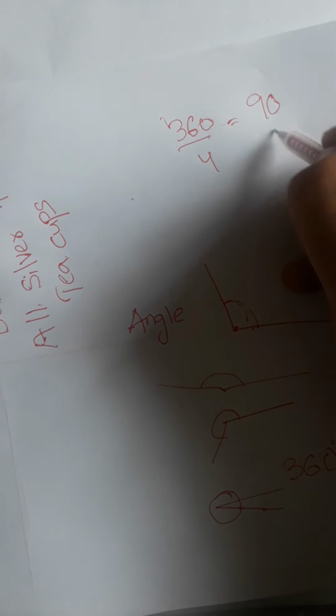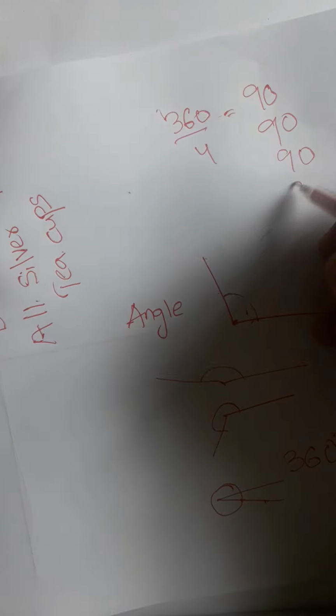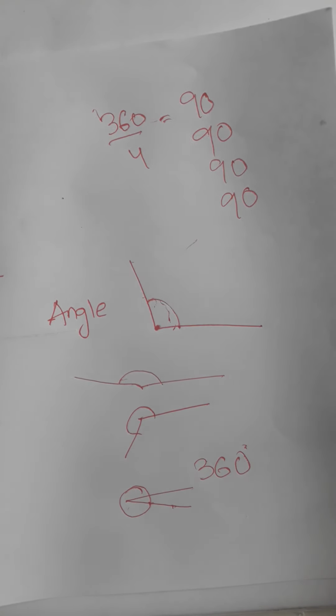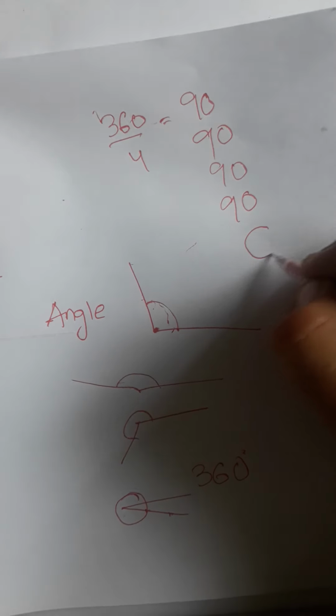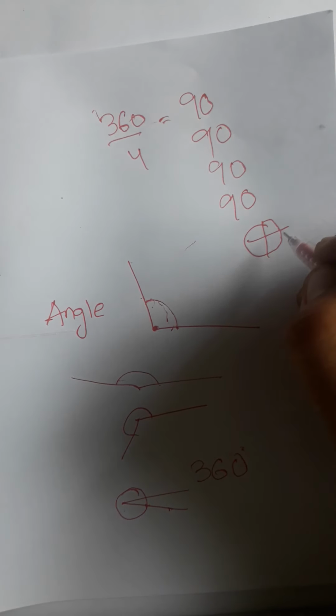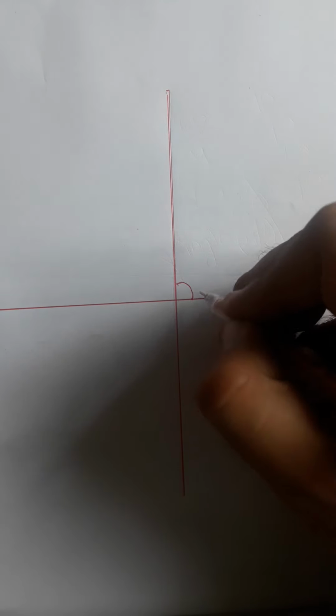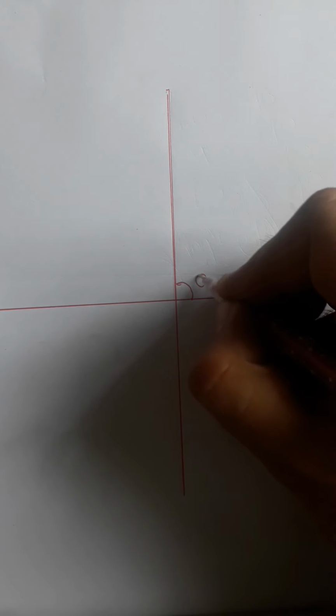If you want to divide it into 4 equal parts, what will it be? 360 divided by 4, what will it be? 90. So 90, 90, 90, 90. In this way we can divide 4 times. So if we divide the entire angle into 4 equal parts, then we will have the quadrants. I have drawn the quadrant here. See, this is the quadrant. From here to here, it is from 0 to 90, right?